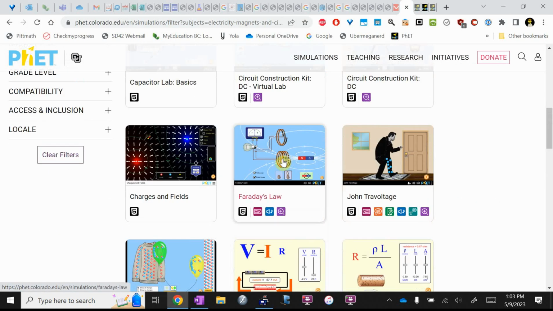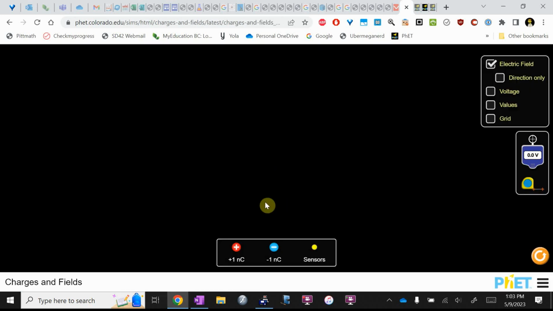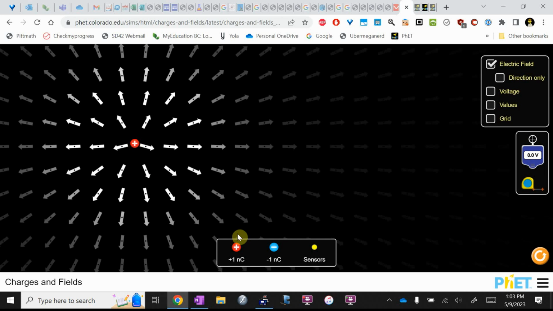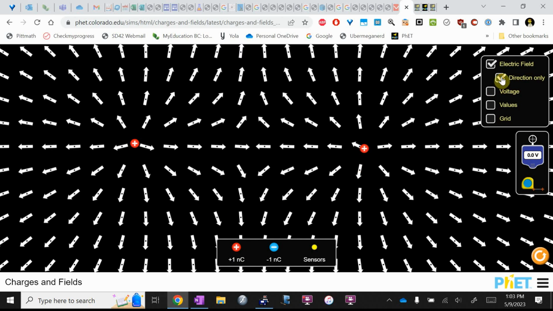Where is my sim? Yeah, charges and fields. So here's a positive. Here's another positive. Do those direction vectors look like what we drew? Right in the middle, there it cancels. Oh, we can even put some values on there, I think. Can we, Mr. Dueck? No, it doesn't put values on there.